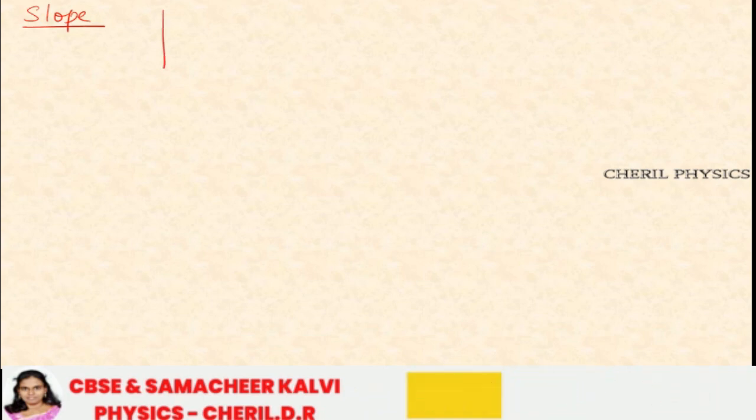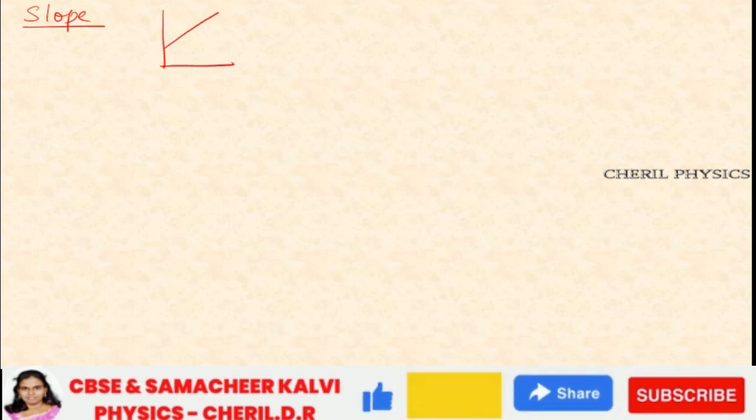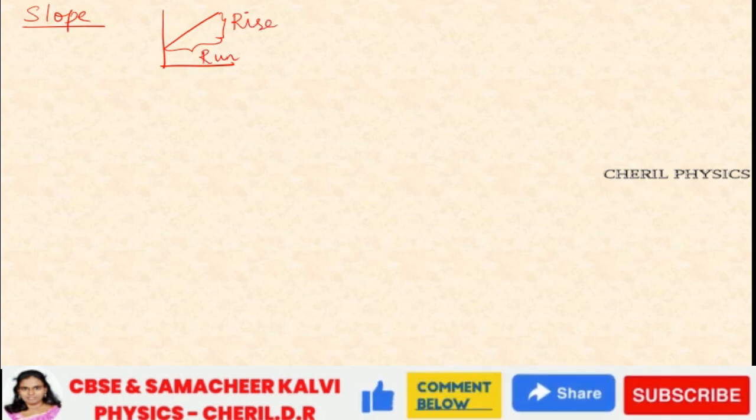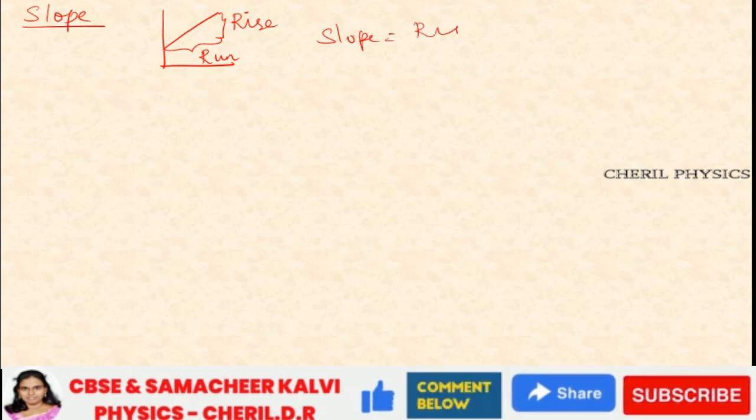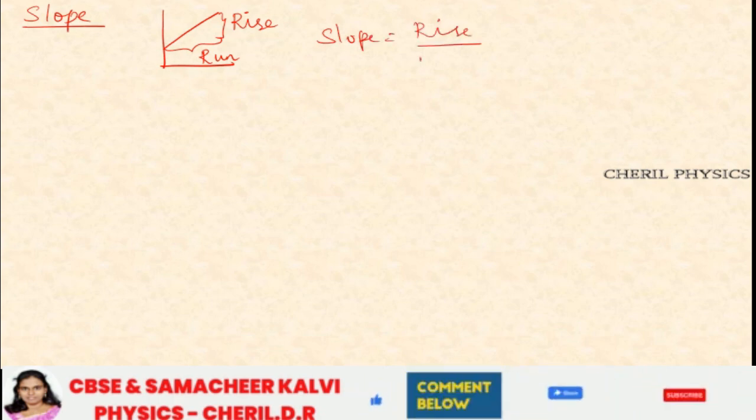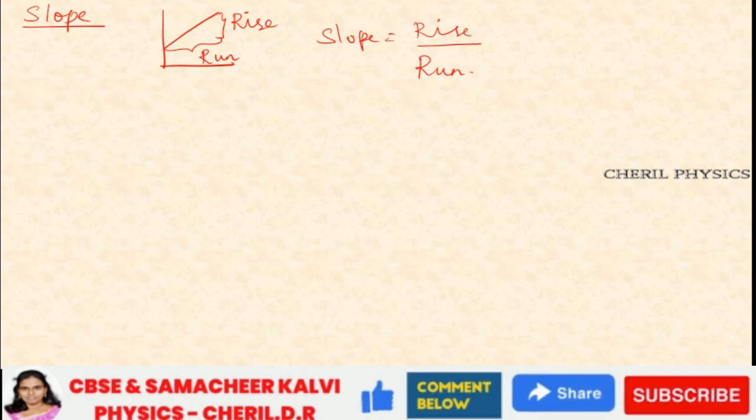So what was slope? We have a line, the graph is like this. Then there will be a change in the y coordinate and a change in the x coordinate. So this we named as rise, and this we named as run. And the slope is nothing but rise by run. So we got slope to be rise by run.